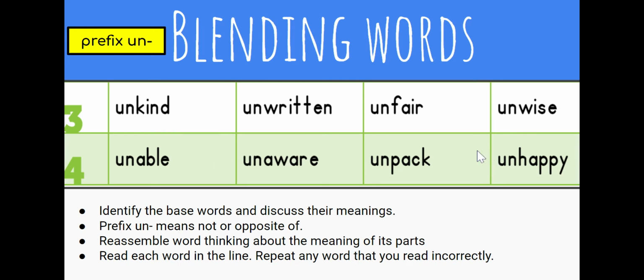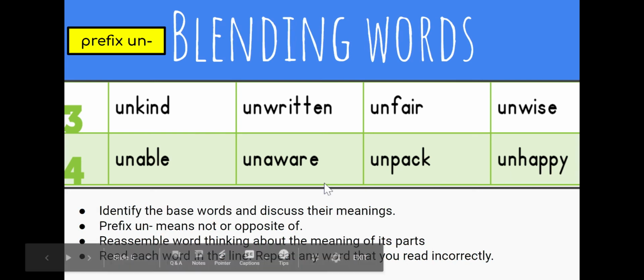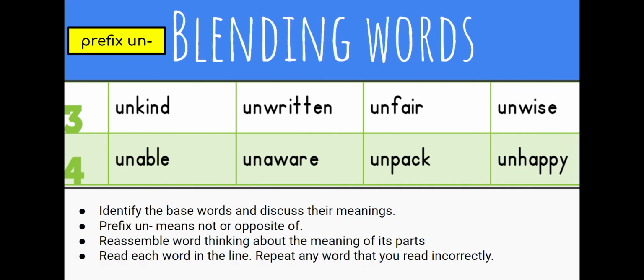Now let's look at the 4 words in line 4. First, let's identify the base word and discuss its meanings. Begin. Great job, Kipsters. We've got able, aware, pack, happy. I want us to think through, what does it mean when you are able to do something? You got it. You have the ability or the condition to be able to do something.